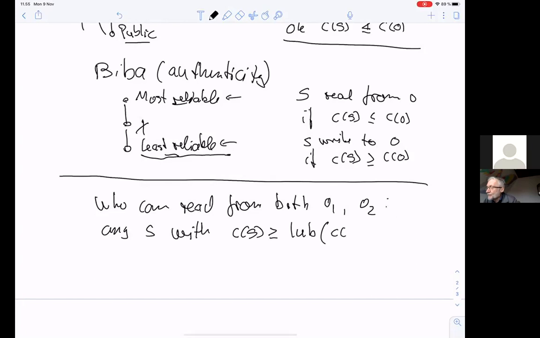Okay, so we take the classification of O1, we take the classification of O2, and we look at the least upper bound of these. And this least upper bound, again, I remind you, is an element in our lattice. So this is an existing classification. So this means if we want to see whether I can do both these things, we just look at this one part of the lattice.